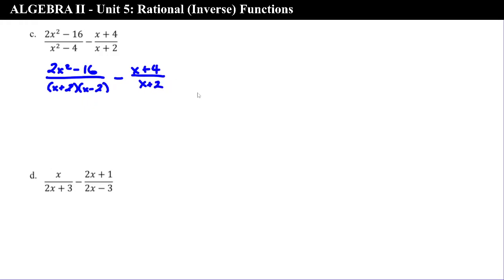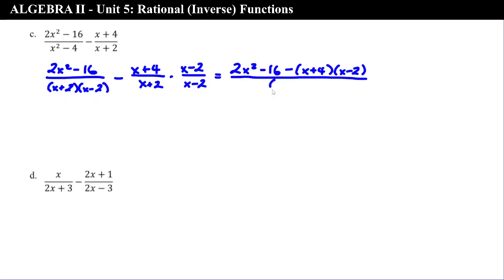Well, we already know that we're going to be multiplying the top and the bottom of that by x minus 2. So we can get our common denominator. So let's go ahead and do that here. When we do that, we're going to get 2x squared minus 16 minus x plus 4 times x minus 2 over x plus 2 times x minus 2. Remember, we're leaving things factored so we can see if anything will eventually cancel.